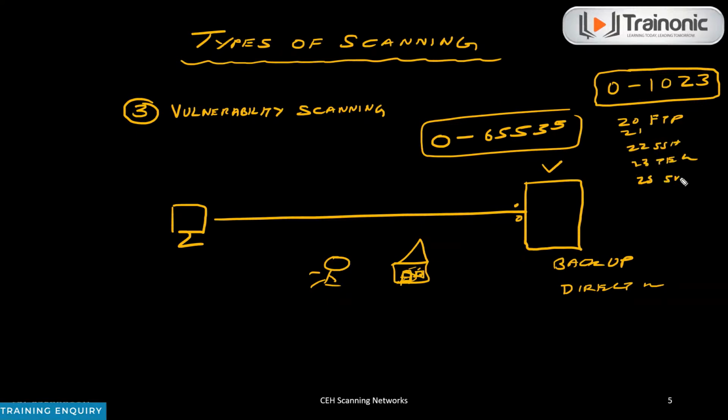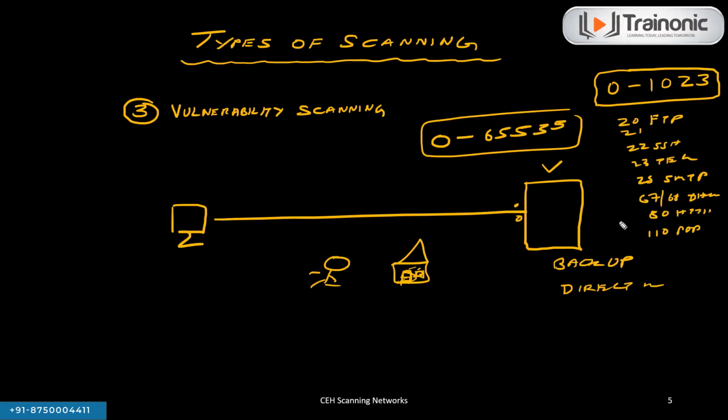And 25 SMTP, right? Maybe, let's say, 67, 68 DHCP, right? 80 HTTP, and then 110, right? POP. So those are the things, right? Version 3, 109, POP version 2. So those are the things. So these are the well-known ports. And then these are the default ones that are sometimes enabled by default in operating systems, right?